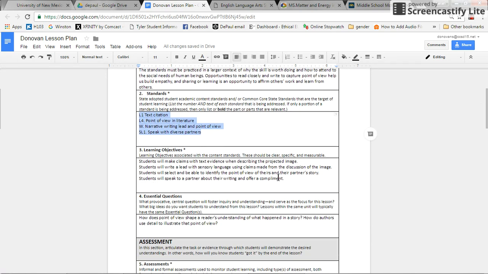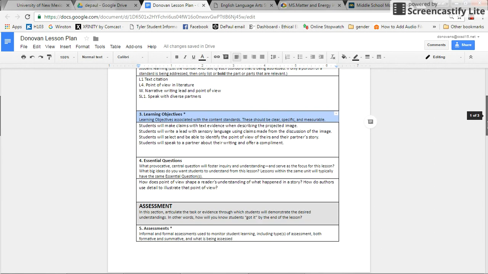The learning objectives are slightly different. It's very similar to the standards, but you're going to use this phrase, students will, and this relates to the actual things that the students will produce or say or do that's clear and specific and something you can measure by saying, yes, that was done, no, that was not done, or to some degree.